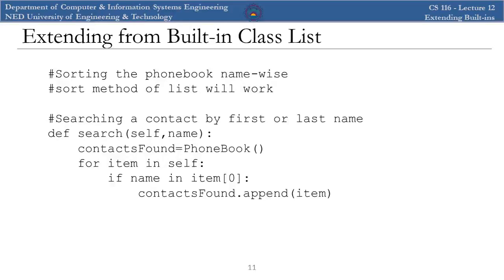During next iteration, next contact will be searched, and if this name is again found there, that contact will be appended to my contacts found list. So that means by the time this loop finishes, contacts found will contain all the contacts containing this string, which has been passed as parameter to my method search, and I'm calling it name here. After that, I just have to return this list to the caller, and this list will be of phone book type, because I have initialized it to be of phone book type.